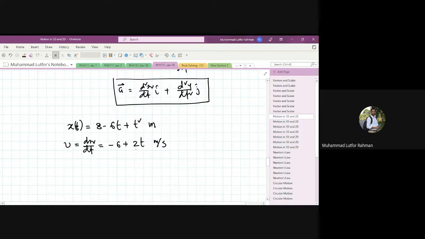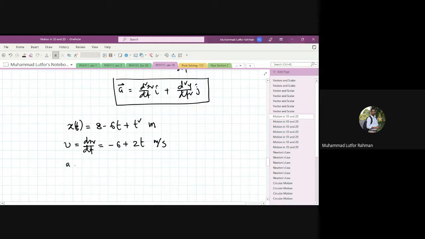Fine. So now look at this. This velocity is also a function of time. It will be different at different times. For example, if you put t equal to 0 second, your velocity will be -6. If you put t equal to 1 second, your velocity will be -4. That's when it's changing, right? I can say then that the particle is not moving at a constant velocity, because velocity is changing.